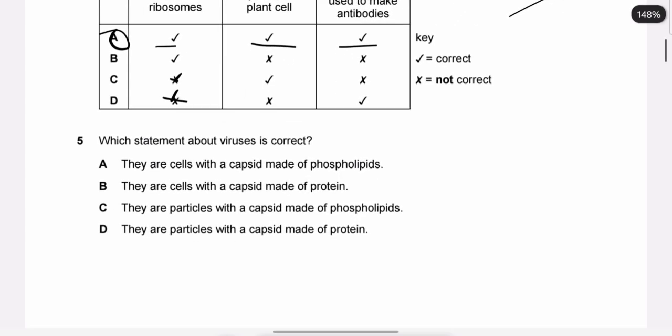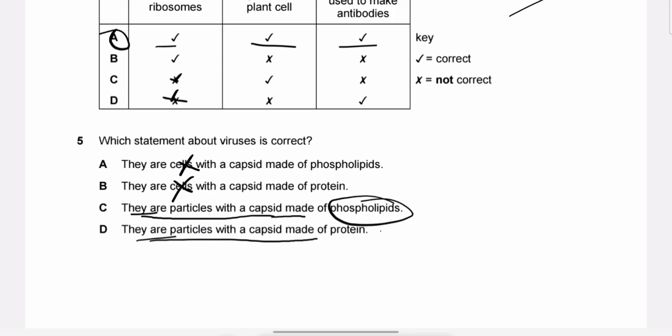For number 5, it says which statement about viruses is correct? And A is saying they are cells. Then we have to stop right there. Viruses are not cells. So B, which is also saying they are cells, we're going to discard it. Then we can see the C and D are saying they are particles, made of. This one is saying phospholipid and this one is saying protein. And we know that the capsids are not made of phospholipids, but rather are made of protein. So D becomes our answer.